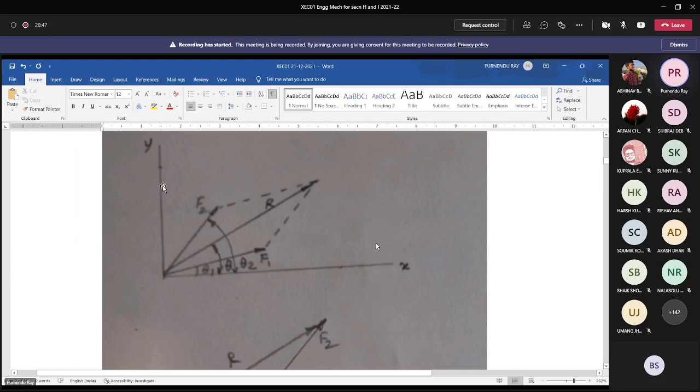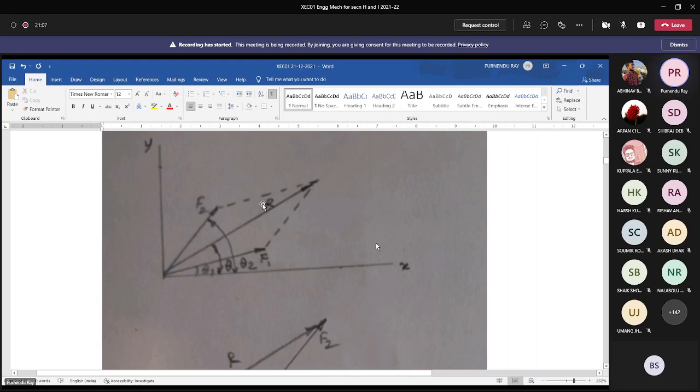So in that way, instead of two forces, if there are many forces, it will be f1 cos theta 1 plus f2 cos theta 2 plus f3 cos theta 3, etc., up to fn cos theta n. When you add it algebraically, it will be simply the x component of the resultant.